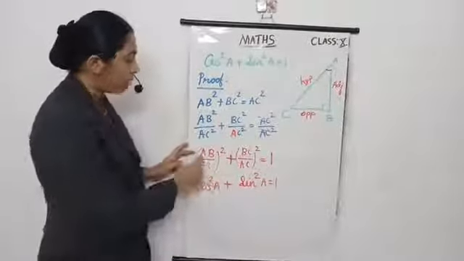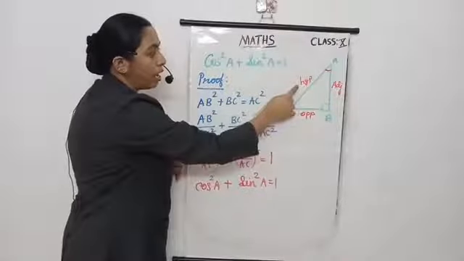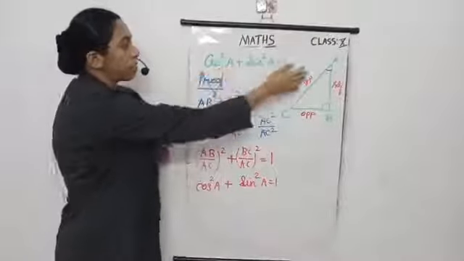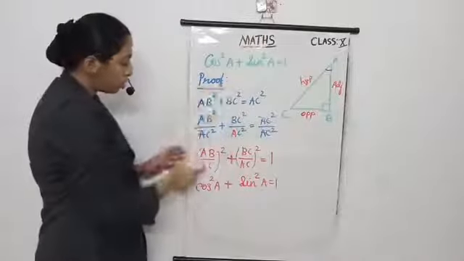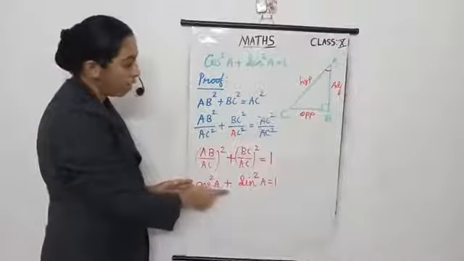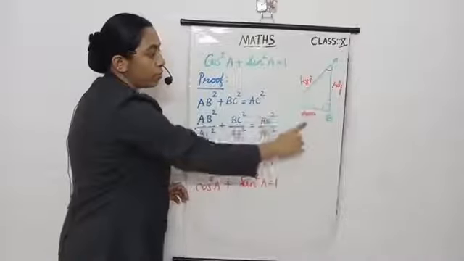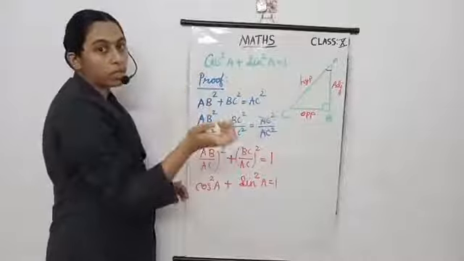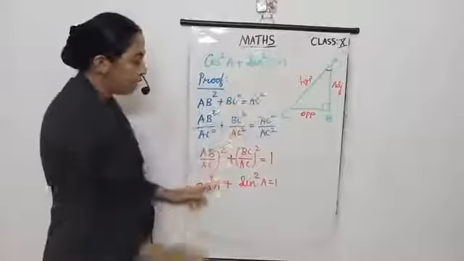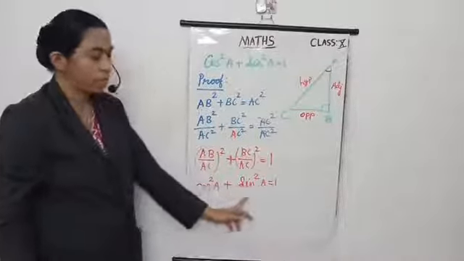Now consider AB by AC, adjacent by hypotenuse. Adjacent by hypotenuse is cos A with respect to angle A. So this is (AB by AC) all square, that's why cos square A. Plus, now consider BC by AC, opposite by hypotenuse. Opposite by hypotenuse is sin A, with respect to A. So this is sin square A, equal to 1. That is, cos square A plus sin square A equal to 1.